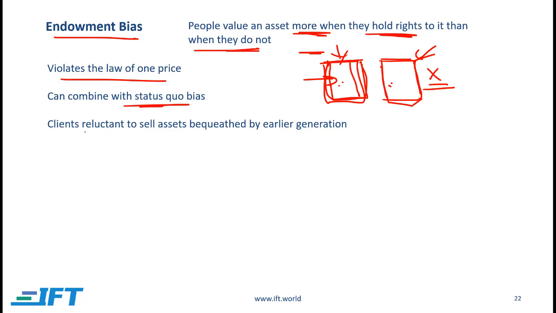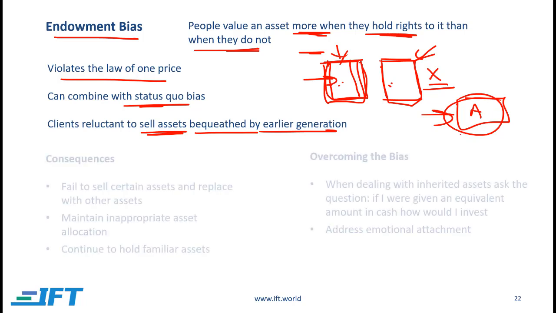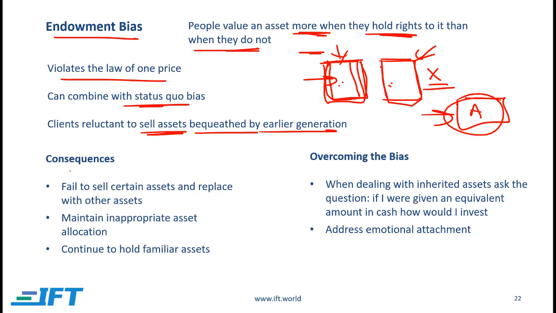And this is the reason why clients might be reluctant to sell assets which have been bequeathed by an earlier generation. So, for example, if a client received some assets from his parents who got it from grandparents, these assets have been in the family for a long time. There is, in a sense, an endowment, or the client has rights on this, has an emotional attachment to these assets. And because of this emotional attachment, the client might just hang on, even though it might not be the rational thing to do.